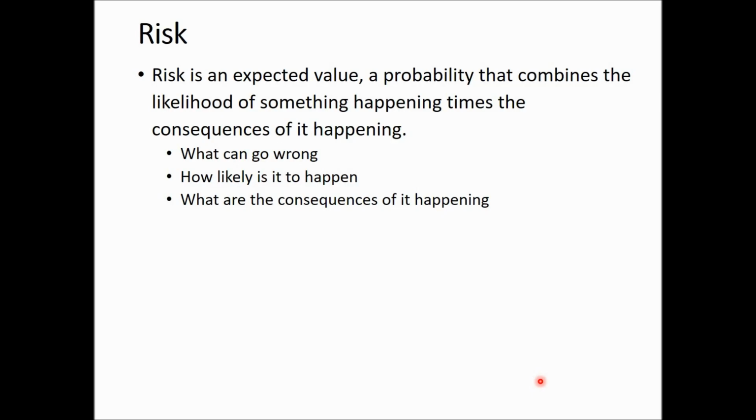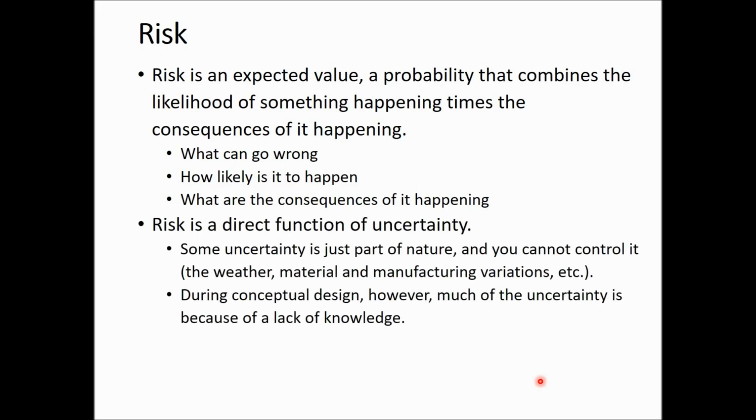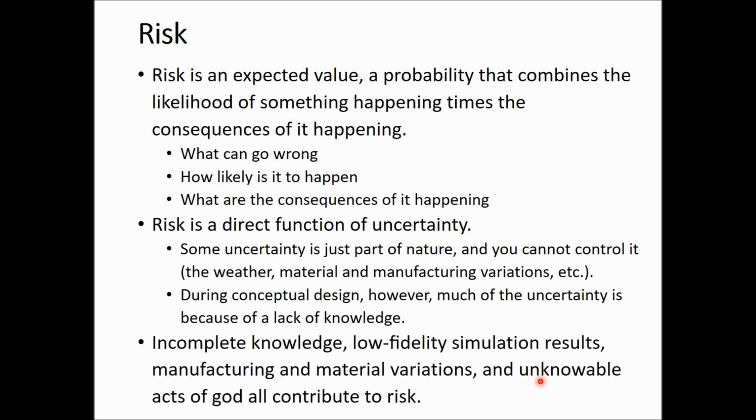When it comes to quantification, risk is more or less a probabilistic approach that we consider. It is an expected value, a probability that combines the likelihood of something happening multiplied by the consequences of its happening. So the things that we need to consider here are what can go wrong, how likely that would happen, and what would be the consequences of something going wrong. And of course, as I just said, risk is a direct function of uncertainty. Uncertainty is the unclearness in making decisions. So the risk comes due to the uncertainty, and the uncertainty, as I said earlier, can be due to lack of knowledge to make firm decisions.